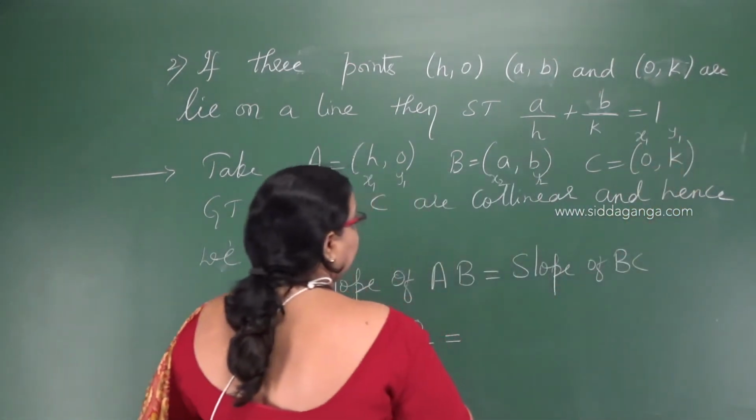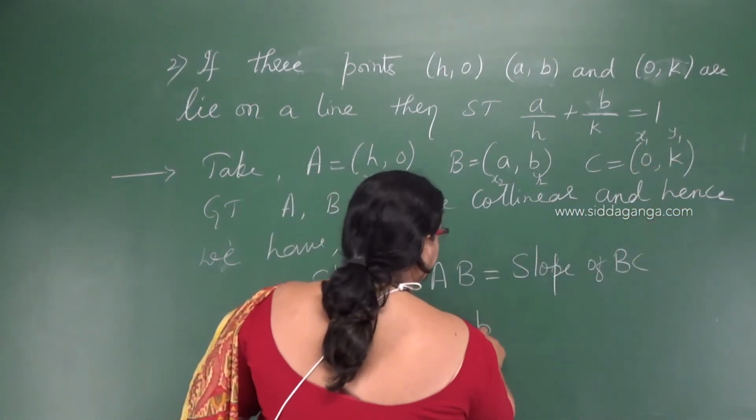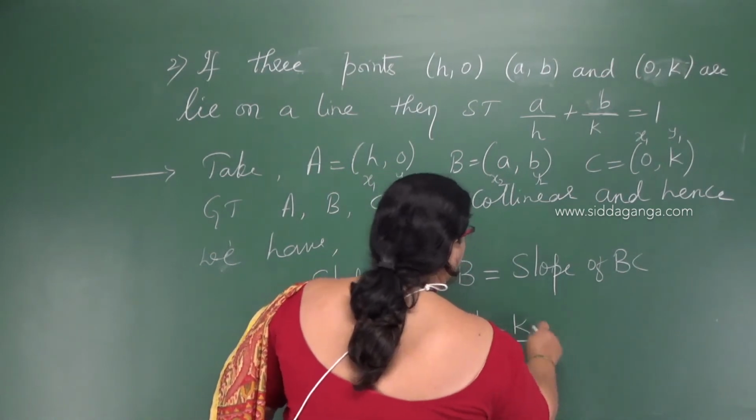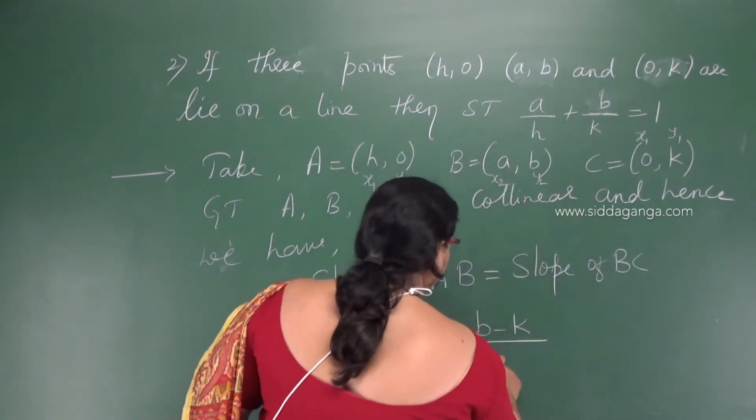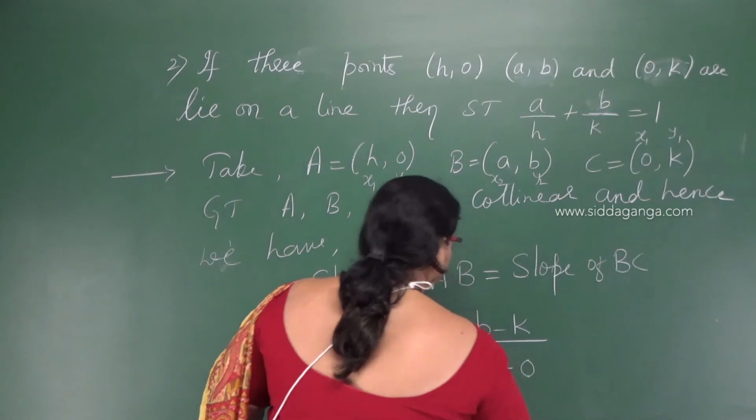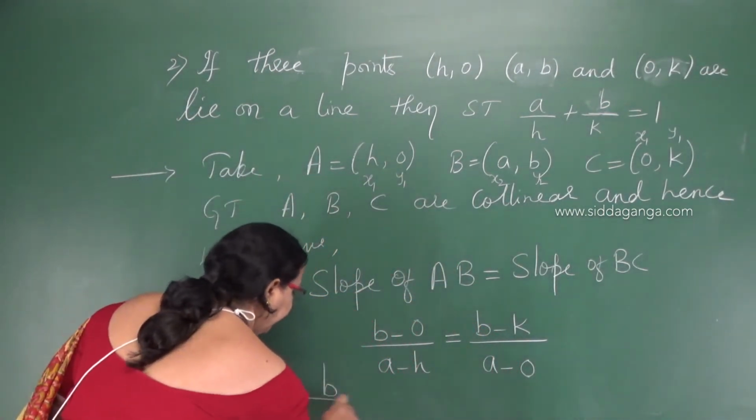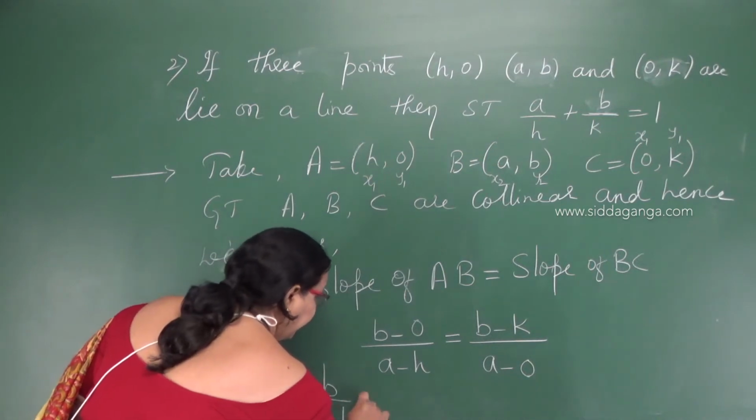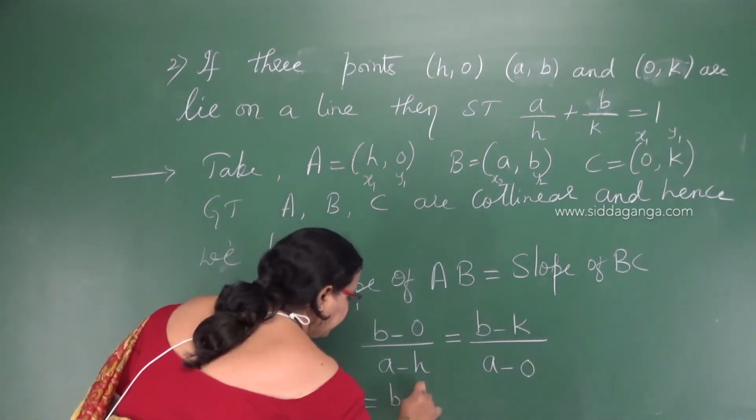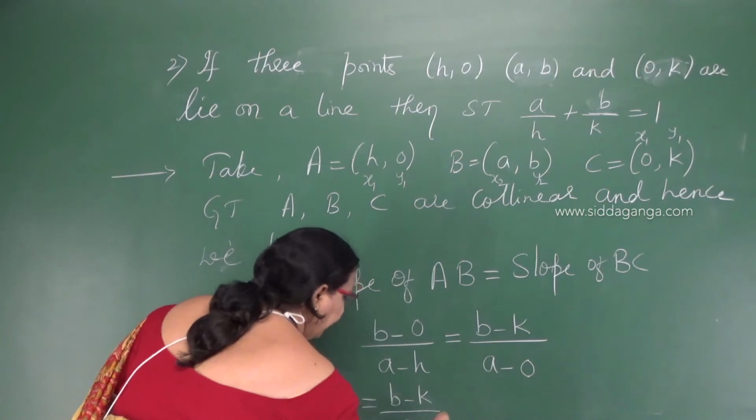So that is y2 minus y1 divided by x2 minus x1, a minus 0. Now this is b divided by a minus h. It is equal to b minus k divided by a.